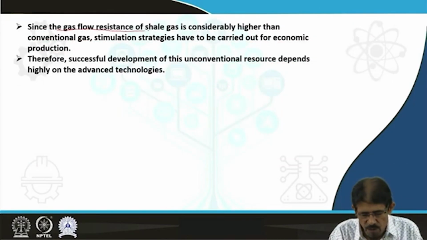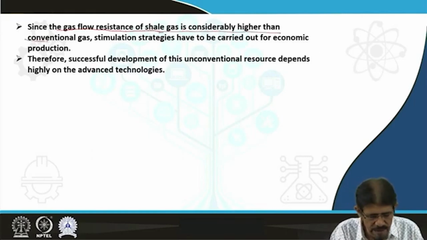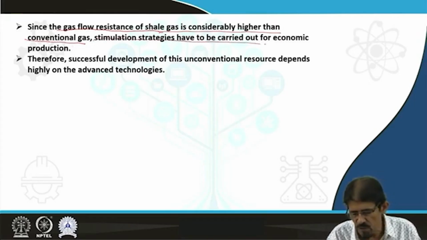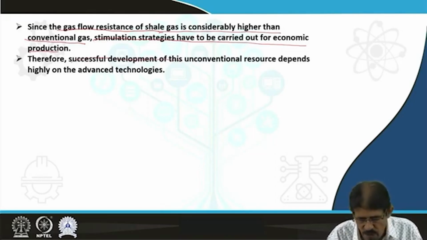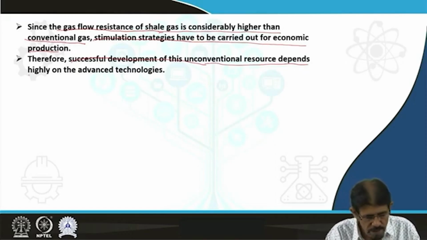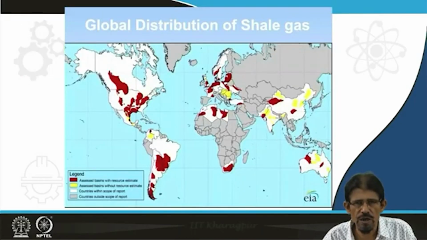Since the gas flow resistance of shale gas is considerably higher than conventional gas, stimulation strategies have to be carried out for economic production. Therefore, successful development of this unconventional resource depends highly on advanced technology and requires some advances in hydraulic fracturing, or some other way of fracturing shale to release the shale gas.